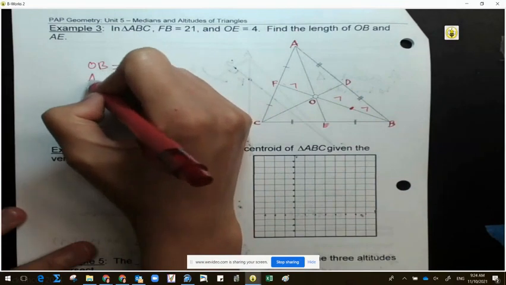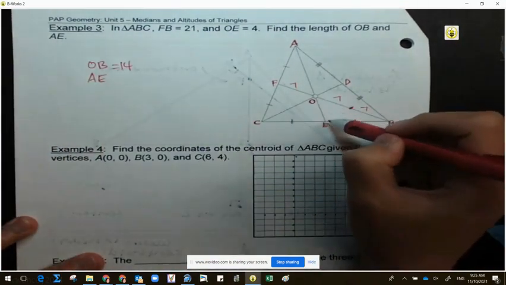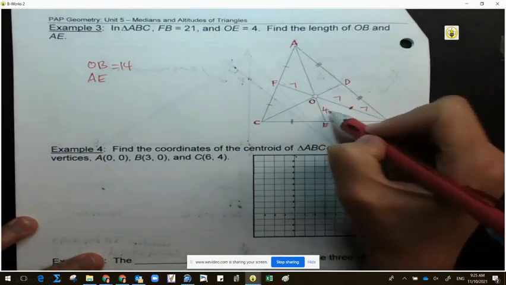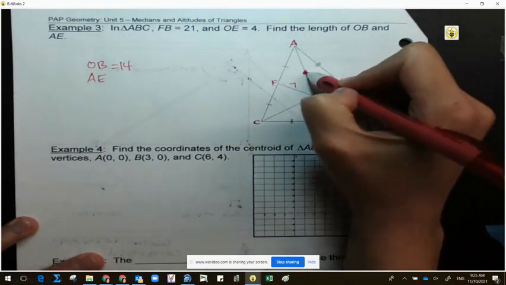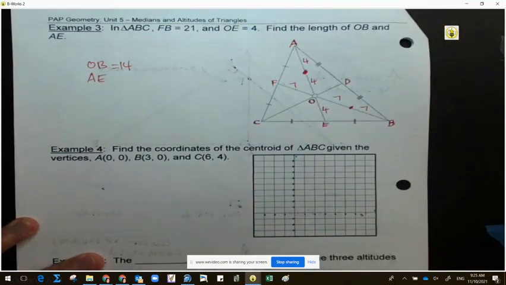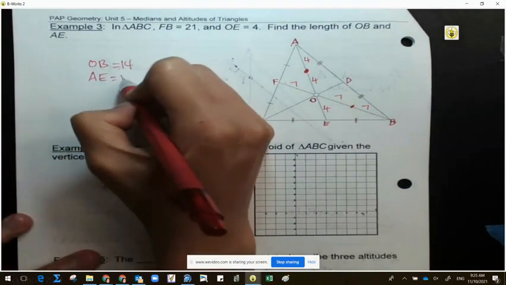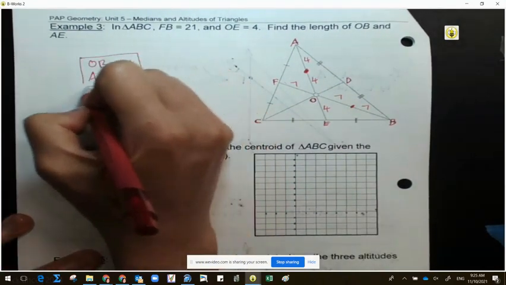The next one says to find AE, so let's notate everybody else. OE is right here, which is 4. So I can go up and make a third again. So if that is 4, we have 4 over here. So how long is AE? 12. AE is a whole length. It's not A.